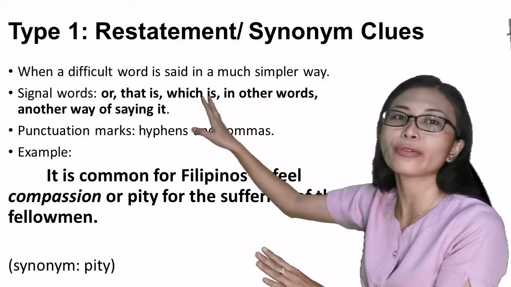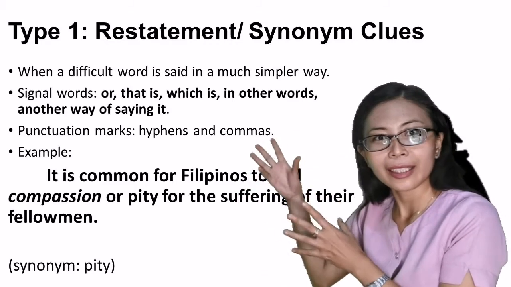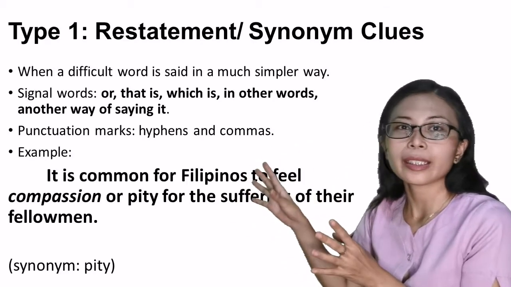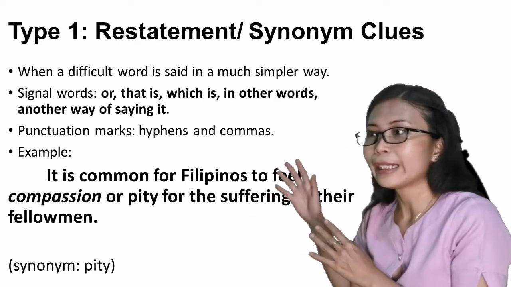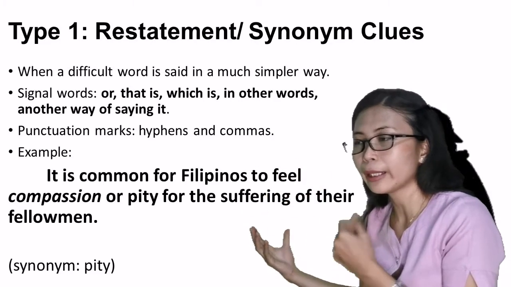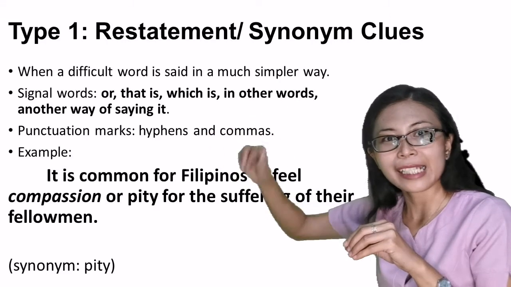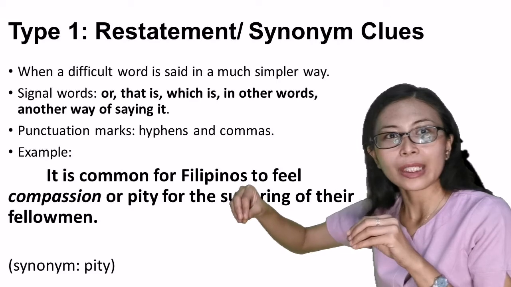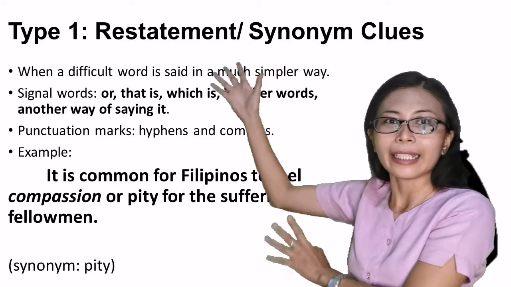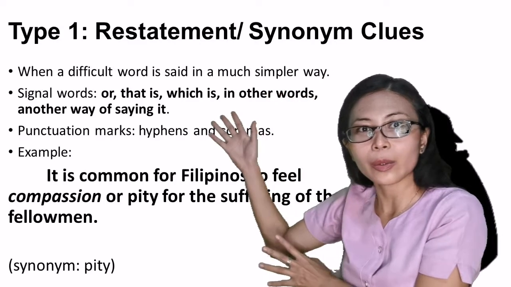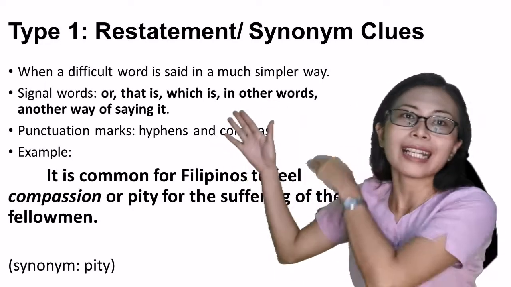The first type of context clue is restatement or synonym clues. Just like the word synonym, meaning two words having different spelling, but they do have the same meaning. So when a difficult word is said in such a simple way within the sentence, there is one unfamiliar word and the other one is a clue. Now that kind of clue is actually the restated word of that unfamiliar word. Again, in this kind of context clue you are giving the restated word or the synonym of that unfamiliar word.